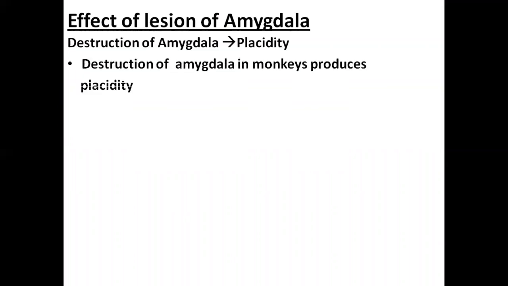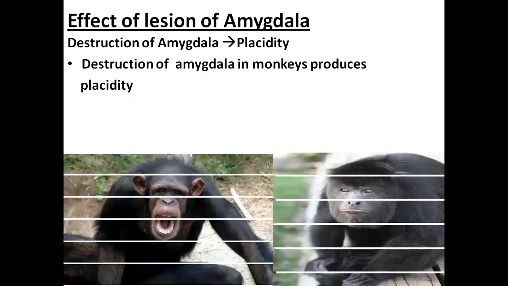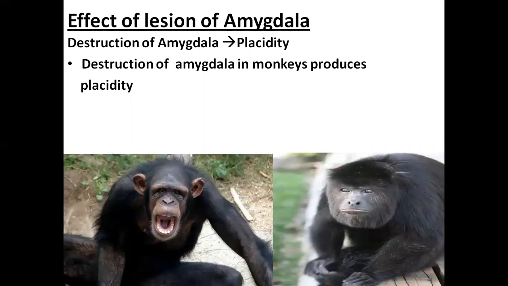So when this amygdala is destroyed, I already told you amygdala is very important for rage, that is the anger, the emotions in a person. Suppose this amygdala gets destroyed, it causes placidity in the individual. So destruction of amygdala in monkeys produces placidity. An angry, very violent monkey, once the amygdala is destroyed, becomes calm. It's also a therapeutic way for certain people having uncontrolled anger. So they do this destruction of amygdala.